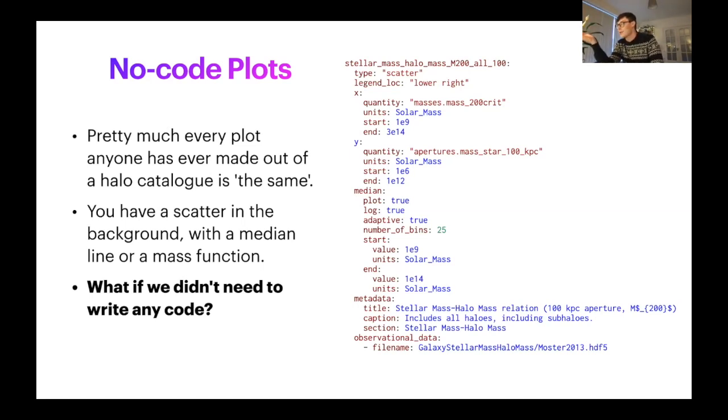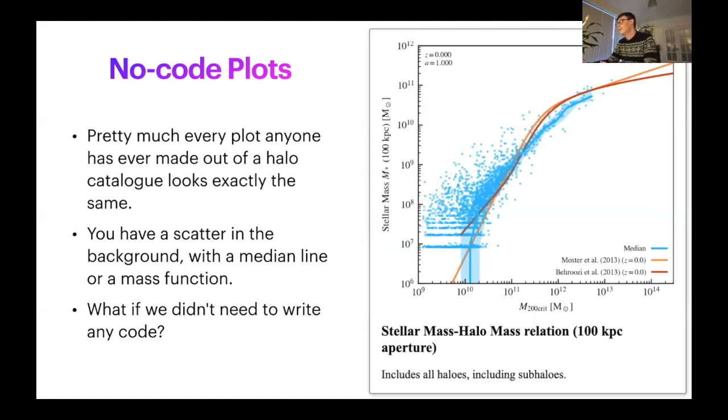So on the right here, I have some YAML metadata that says, I want a stellar mass Halo mass plot with a scatter background. The legend's in the lower right. On the horizontal axis, I want 200 crit masses. On the vertical axis, I want stellar masses in 100 kiloparsec apertures. I want a median line. And then at the bottom, you'll see observational data that says, put this Moster 2013 observational data on this plot as well. And because everything's unit aware, everything fits together. And so out of this piece of YAML, I get this plot with a nice caption and everything. And then I think, well, that's kind of it, really.